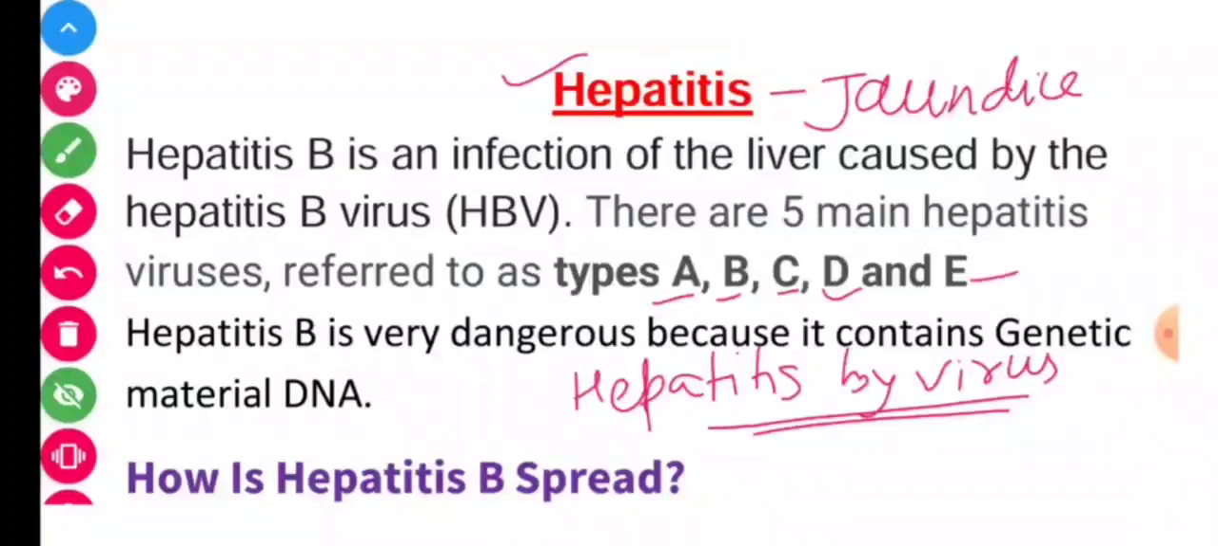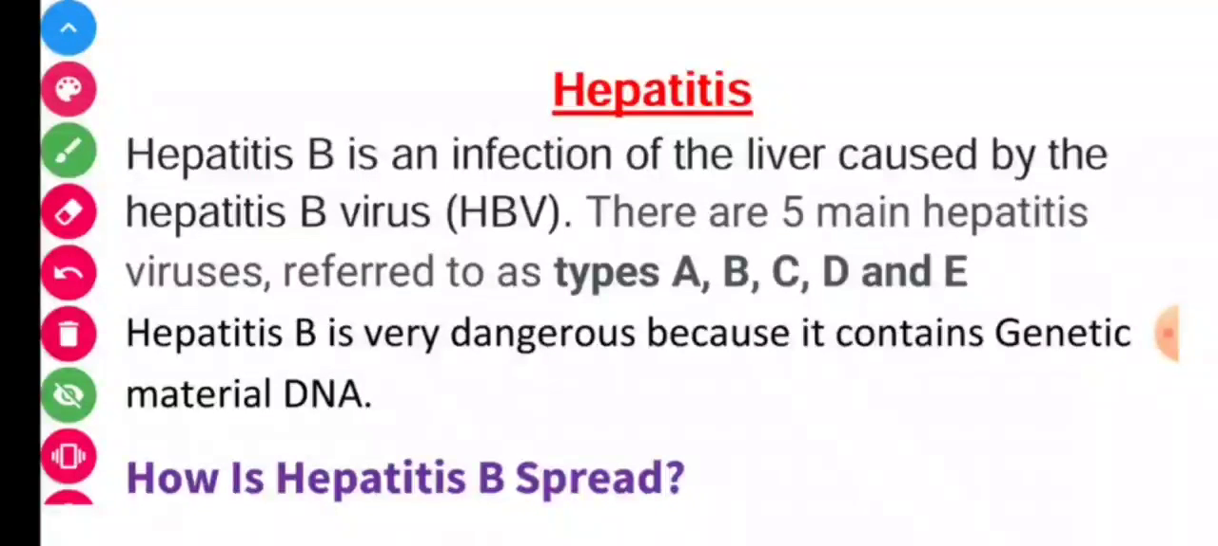Dear students, among all the types of hepatitis, hepatitis B is very dangerous because this type of hepatitis contains the genetic material as DNA, and the rest of the types of hepatitis contain the genetic material RNA.